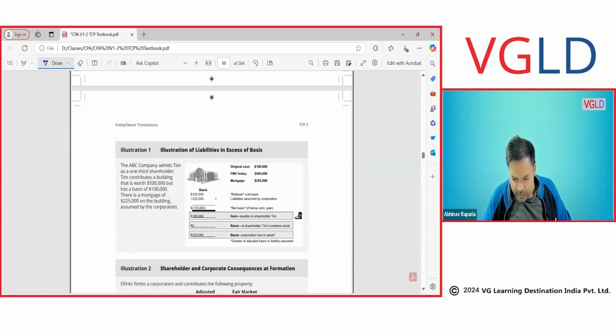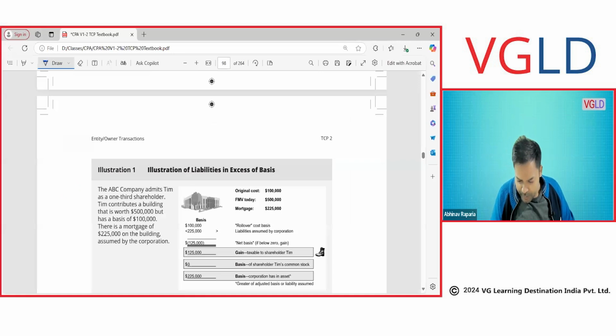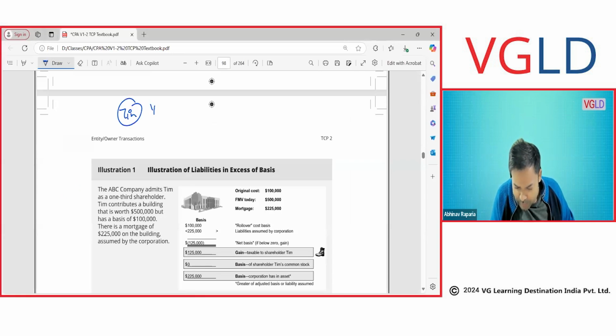Now let's do this question together, guys. Okay, don't see the answer. ABC company admits Tim. Tim, you have been admitted as the one third shareholder. Tim is contributing a building, for which fair market value is 500,000. Basis, net book value, is 100,000. You are also giving a loan, guys. Loan you are giving 225,000. Guys, is that okay?